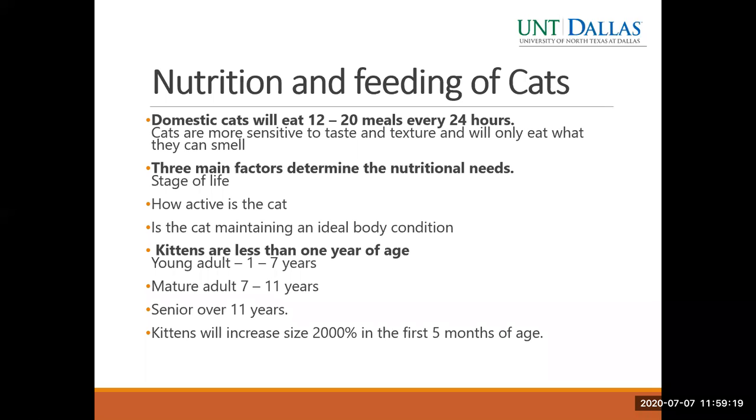So let's move to the nutrition and feeding of cats. Most wild felids, except for the lion, are solitary hunters. So domestic cats eat about 12 to 20 meals every 24 hours. Cats are more sensitive to taste and texture and will only eat what they can smell.